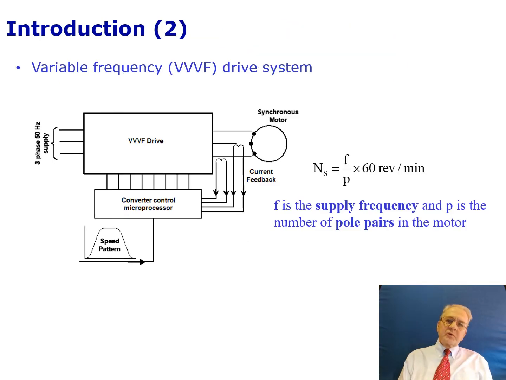This diagram shows the basic components of a variable frequency drive system connected to the mains. In the example shown, this system includes a control microprocessor and a synchronous motor. We can then be confident that the motor speed is determined exactly by the equation shown above, and given in terms of the frequency of the supply and the number of pole pairs in the motor. The motor then follows the speed pattern required.